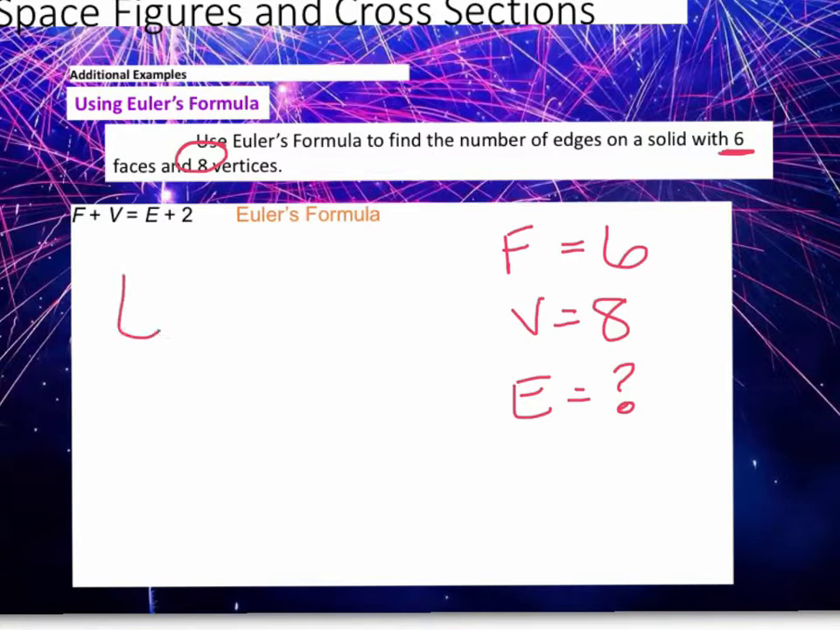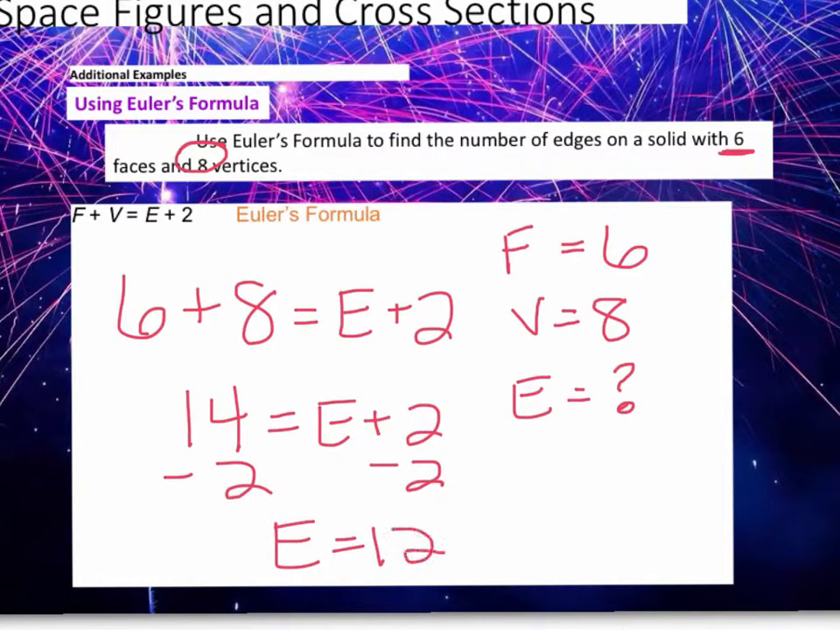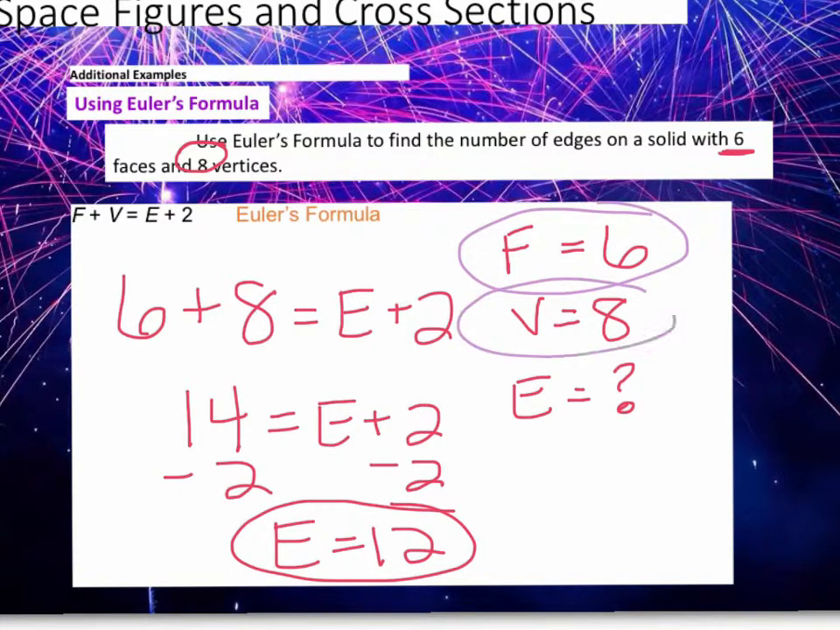So F is 6 plus V, which is 8, is equal to E plus 2. 6 plus 8 is 14 equals E plus 2. And if I'm solving for E, I'll just subtract 2 from both sides. So E equals 12. So this polyhedron has 6 faces, 8 vertices, and 12 edges.